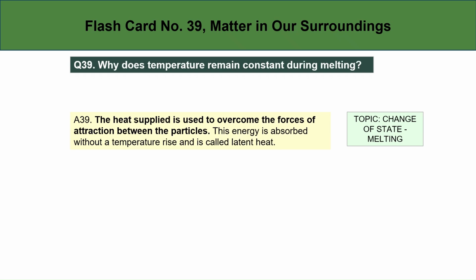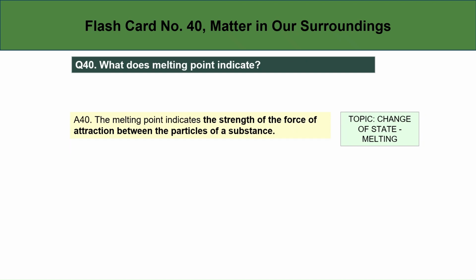Next. Why does the temperature remain constant during melting? The heat supplied is used to overcome the forces of attraction between the particles. This energy is absorbed without a temperature rise and is called latent heat. Next. What does melting point indicate? The melting point indicates the strength of the force of attraction between the particles of the substance.